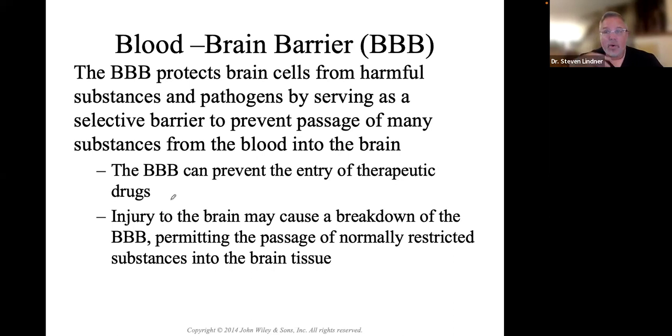Because although we know from an educated standpoint that trying to get certain medications or drugs into the brain could be helpful, the brain says, hey, I'm the most important organ. I don't want anything toxic in there. Okay. Injury to the brain can cause a breakdown of the blood-brain barrier, and that can permit the passage of things that are normally restricted to get into the brain tissue.